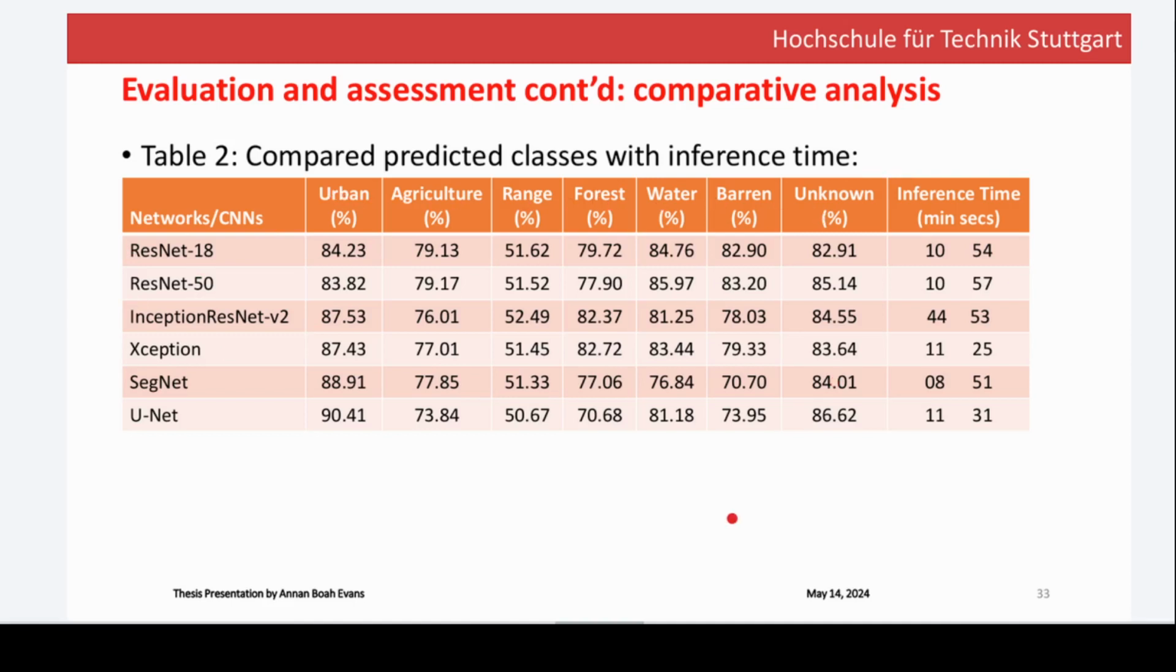Then I also took into consideration the computational time. This is very serious because, depending on the architecture of the neural network, some could take about 44 minutes to train a single image. That means when you are dealing with deep learning, you have to take into consideration the computer speed and the memory. If you look at this table, you can see that Inception, even though it is predicting better in terms of urban and the others, has a computational time of 44 minutes, 53 seconds to train one image before you can get an output.